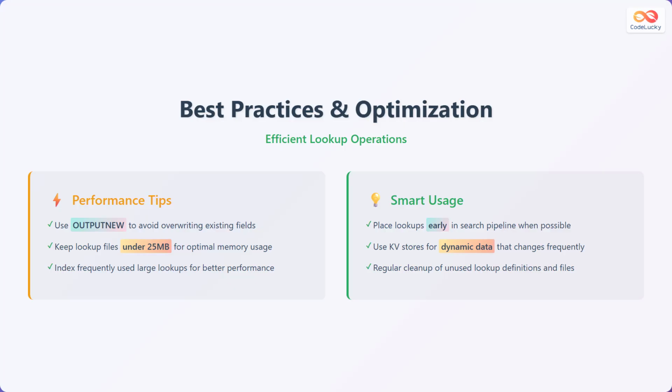When designing your search pipeline, place lookup commands early in the process when possible, as this can improve overall search performance. Use KV stores for dynamic data that changes frequently, as they provide better performance for real-time updates. Finally, regularly clean up unused lookup definitions and files to maintain a tidy Splunk environment. These optimization techniques will ensure your lookups operate efficiently and provide the best possible user experience.